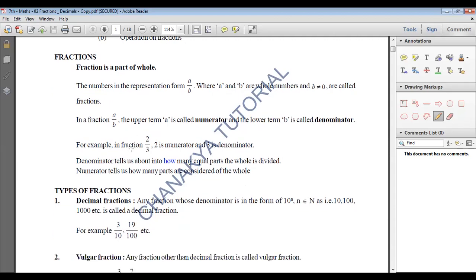For example, 2 by 3: 2 is the numerator and 3 is the denominator. Next, the denominator tells how many equal parts the whole is divided into, and the numerator tells how many parts are considered out of the whole. The favorable things is the numerator and the denominator is the total number of portions. Children, please remember that, it is also very important.